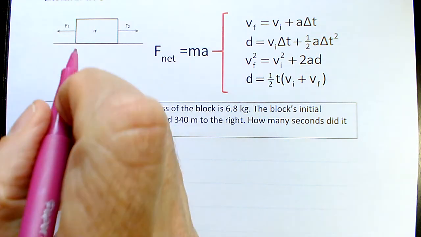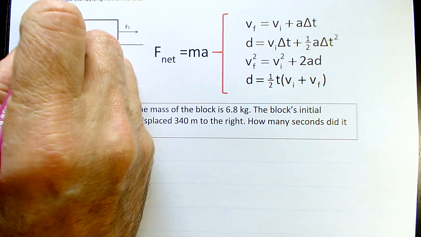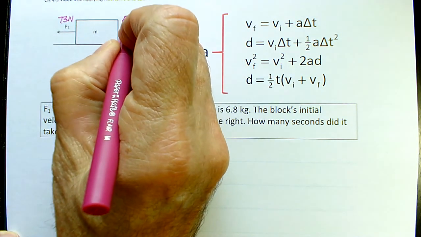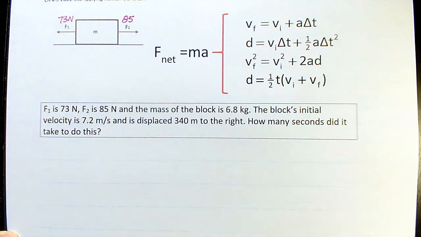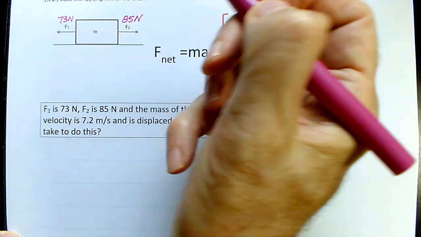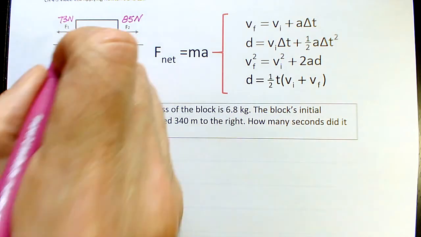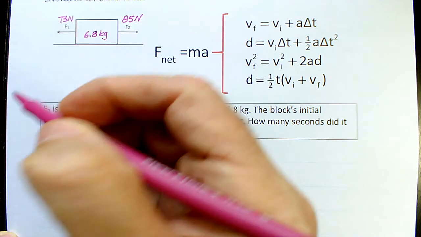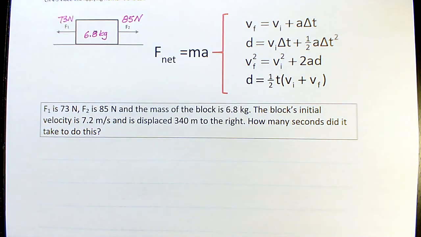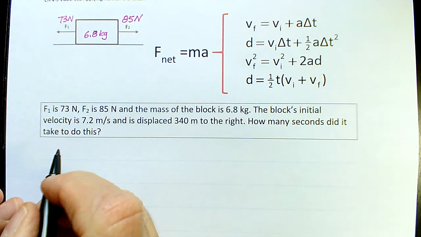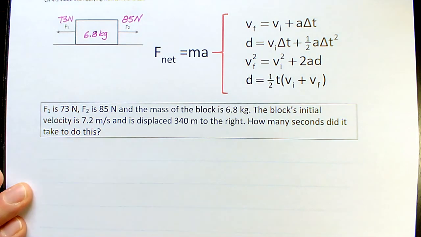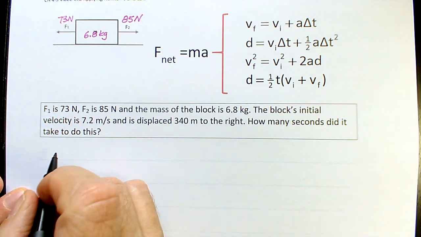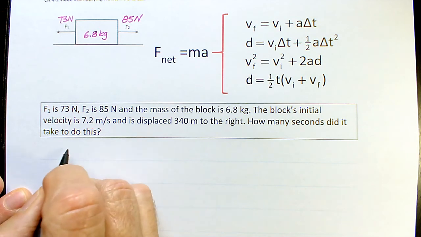And so I have 73 newtons for F1, 85 newtons for F2. The mass of the block is 6.8 kilograms. So again, we're sticking with units in the SI system, so we have nothing to convert to make our units consistent. So unit consistency is a running theme that is going to crop up over and over in this class.